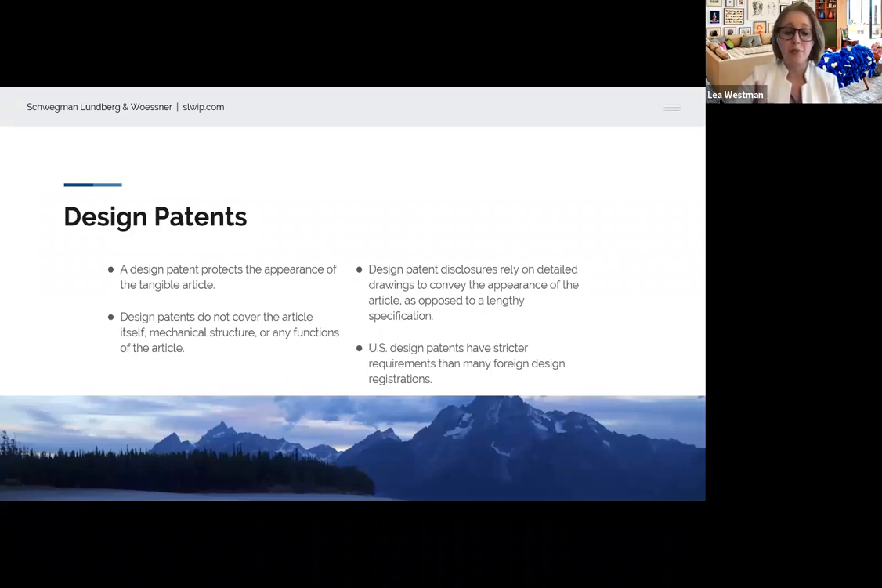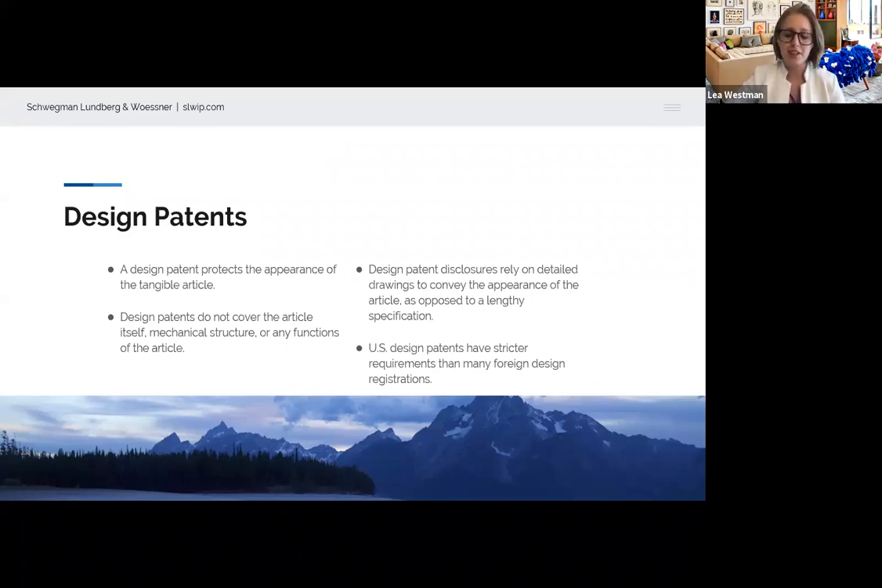As many of you probably are, I'm chiefly a utility practitioner. And so there are definitely some things that I've learned during the course of this about design work that are very different from our utility mindset. So that's what we'd like to dive into today, to hopefully give you some practical tips and tools to use if and when you do work on design patents with your clients.